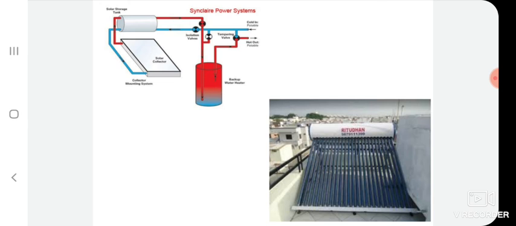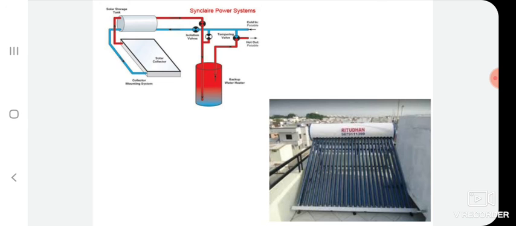Next, evacuated tube collectors are the most efficient collectors available right now. Glass or metal tubes containing water or heat transfer fluid are surrounded by a large glass tube. The space between them is a vacuum, so very little heat is lost from the fluid and maximum heat can be utilized. That's why its efficiency is high compared to the other two types of collectors.